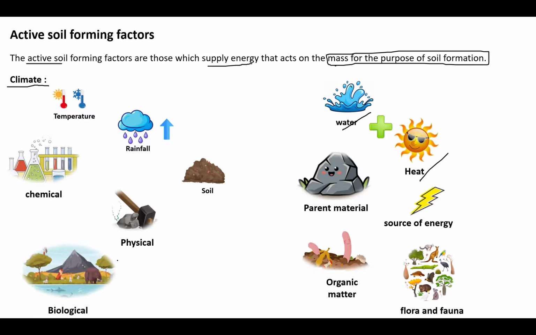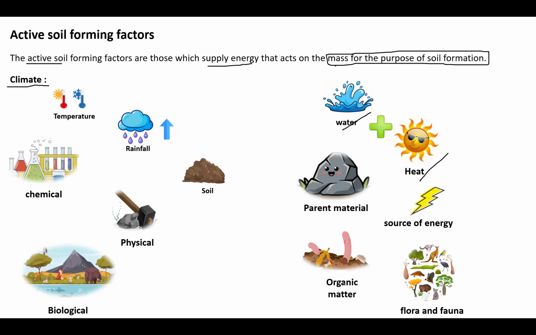What are chemical, physical and biological weathering? We have discussed them in our previous class, so please go through the lecture. Ultimately, temperature and rainfall contribute to the soil. Both are climatic factors, and out of these, rainfall is a very important factor. Rainfall supplies water, and through the sun we get heat. Water and heat act upon the parent material, which serves as a source of energy for the development of flora and fauna, and this flora and fauna will be converted into organic matter.